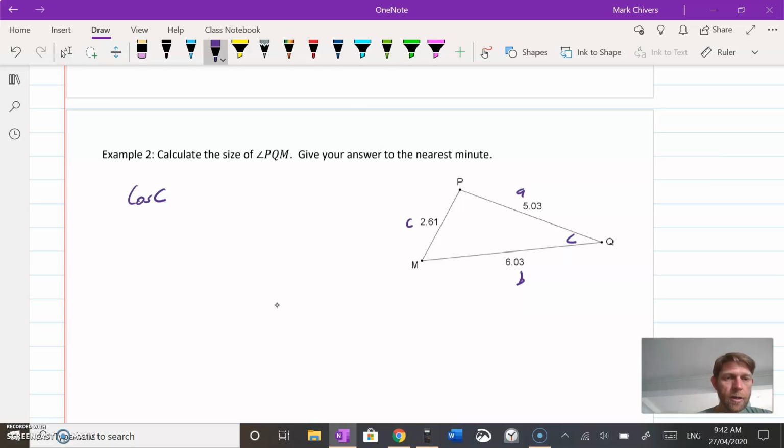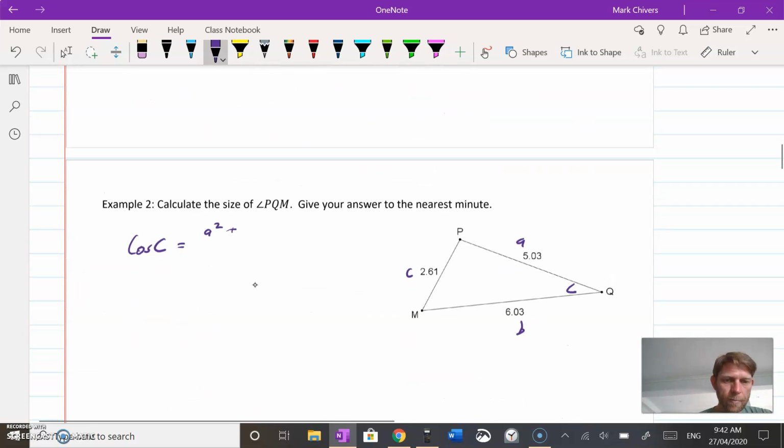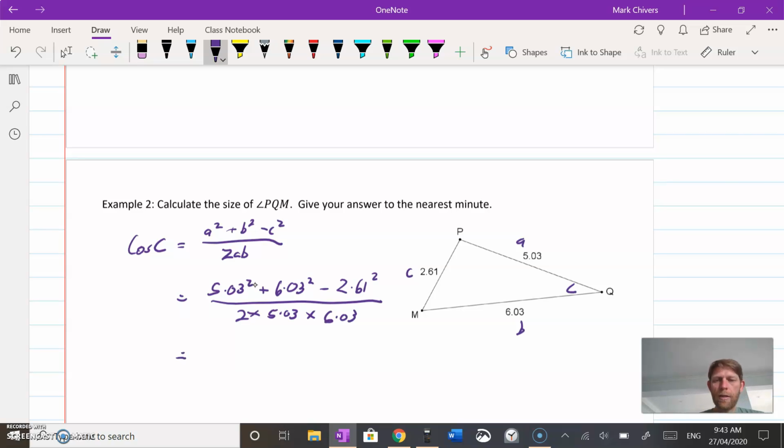So we say cos C equals A squared. Gosh, I can't remember my formula. A squared plus B squared minus C squared over 2AB. So we put all those values in. So 5.03 squared plus B is 6.03, 6.03 squared minus 2.61 squared, all over 2 times 5.03 times 6.03. And I put that in my calculator.